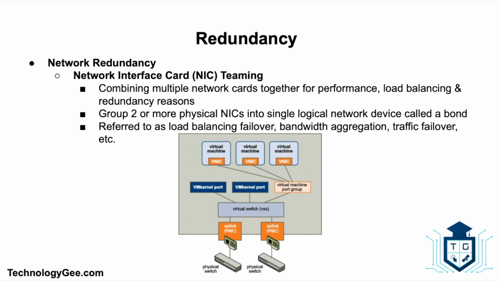And the next one you need to know about is called network interface card teaming, or NIC teaming. So NIC teaming, this is the process of combining multiple network cards together for performance, load balancing, and redundancy reasons. You would use NIC teaming to group two or more physical NICs into a single logical network device called a bond. NIC teaming is also referred to as load balancing failover, bandwidth aggregation, traffic failure, and it goes by a couple other names, but those are the main names that it is often referred to as.